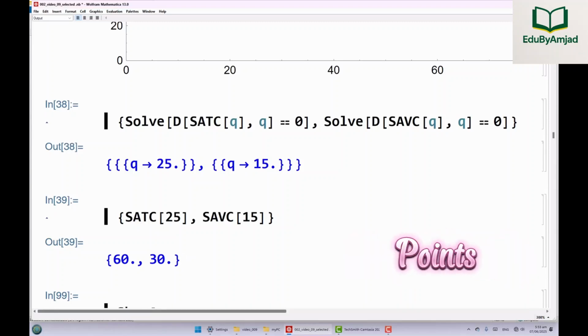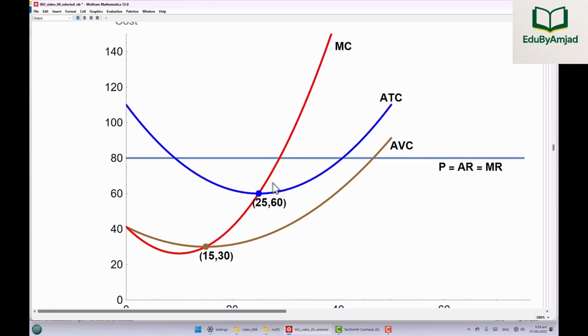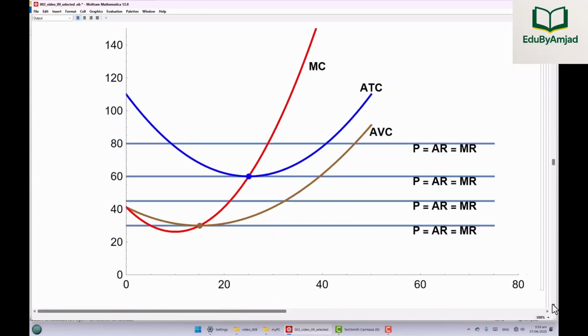We can show these points on the diagram. Take note of the fact that a price line given by the competitive market can fall anywhere above, below, or between these cost curves.